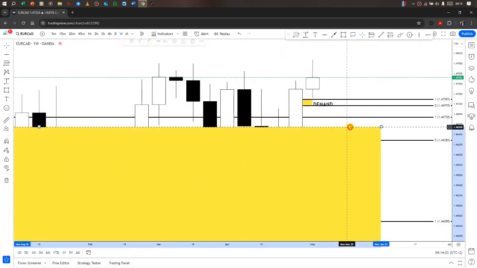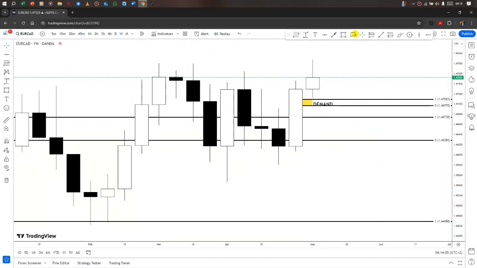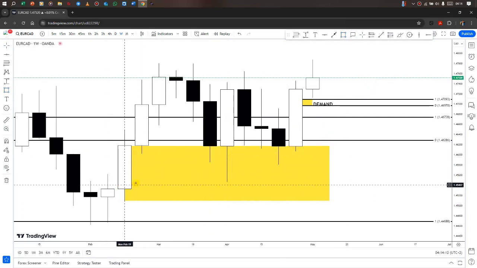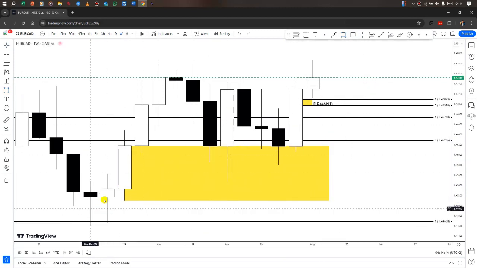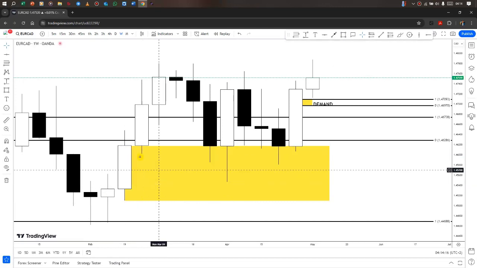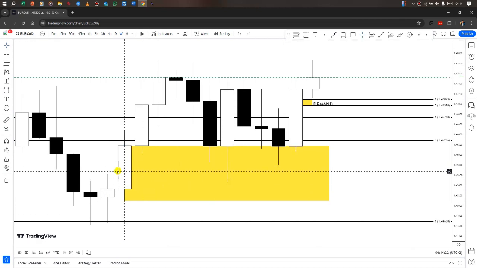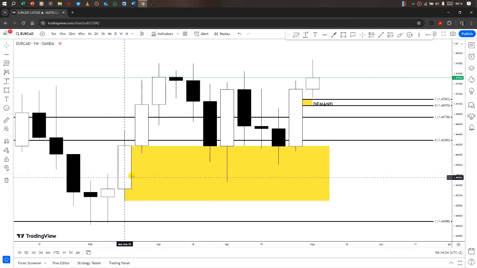So on our weekly time frame, we can see that the price is currently bullish due to the fact that it's rejecting from this hidden weekly demand zone here. As you can see here, the price made a certain activity here, which we'll see on the daily time frame. There is an activity that occurred here, which is usually hidden.